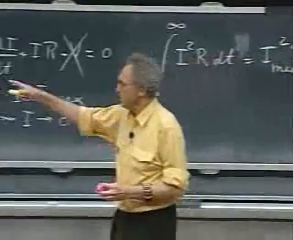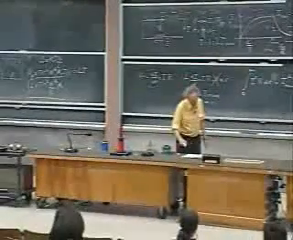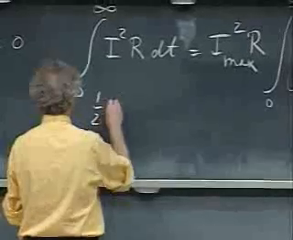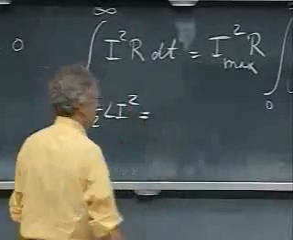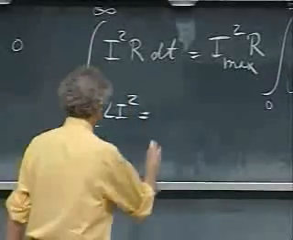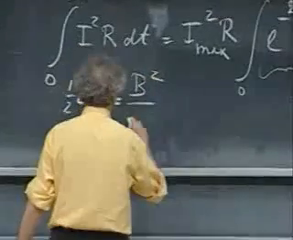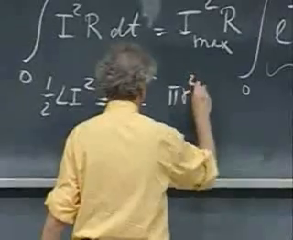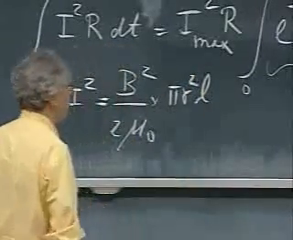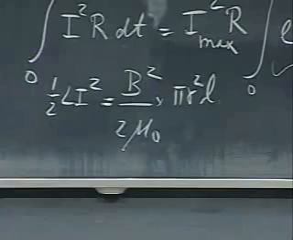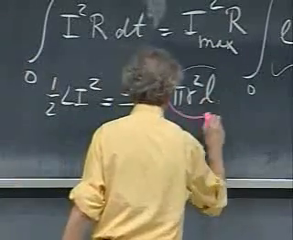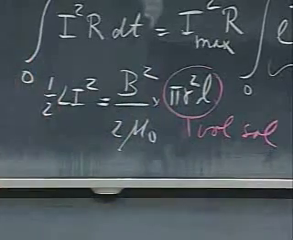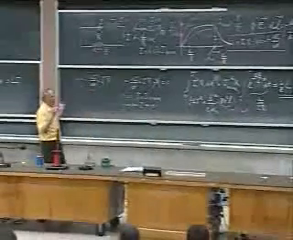And so when you do that, if you substitute capital L and capital I, you will find that 1/2 Li squared then becomes B squared over 2 mu 0 times pi little r squared times L. You check that at home. It's simply a substitution. But this is the volume of the solenoid where the magnetic field exists. And we have assumed that the magnetic field is 0 everywhere outside.